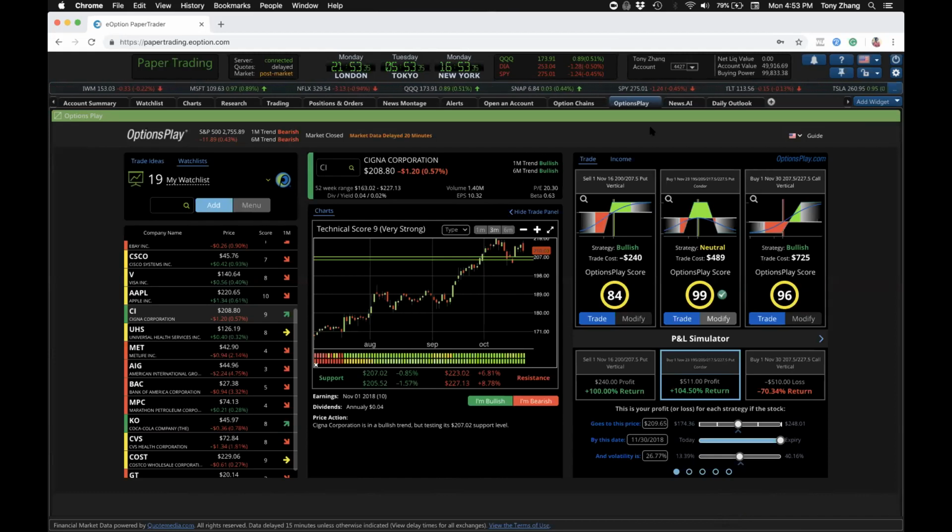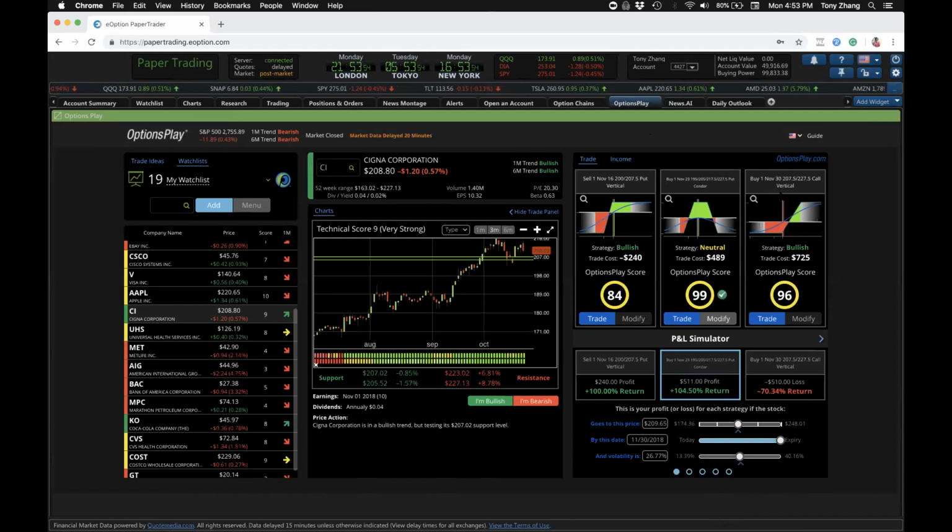So William's asking, is there any way to chart option prices in eOption? Unfortunately, there is not. Historical options data is not something that most places have, so that's not something that we currently do at this time.